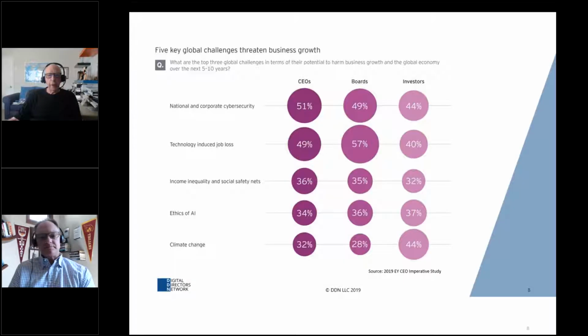Let's move on to the next slide here, which again brings cybersecurity and technology up to the forefront. This is a chart you put together from Ernst & Young, their CEO Imperative study, five key global challenges that threaten business growth over the next 5 to 10 years. And you can see security and technology are up there at the top. Yeah, it goes back to Buffett and the existential risk comment. So these are foundational business issues. These need to be discussed and given airtime at the leadership levels of the organization.